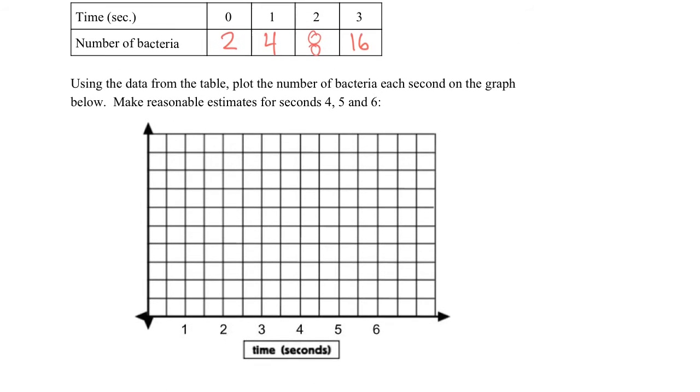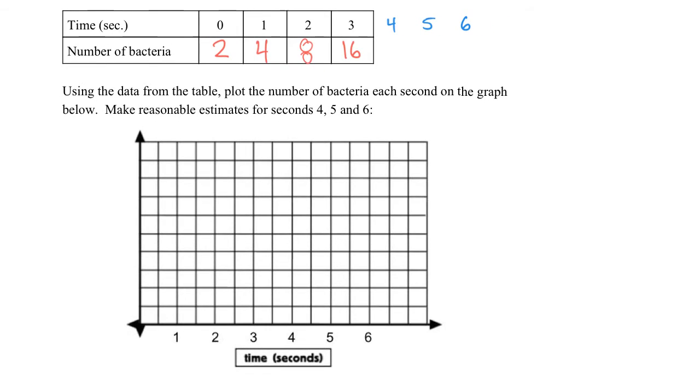Okay, so let's go back up to our table here. If we were to extend this out, if we were to do 4 seconds, 5 seconds, and 6 seconds, based on the pattern, how many bacteria would you expect at 4 seconds? Well, it appears that we're doubling. Every time we go from one to the next, we're doubling. So that would mean that after 16, there's going to be 32. And after 32, there's going to be 64. And after 64, there's going to be 128. And then this pattern is going to keep going.